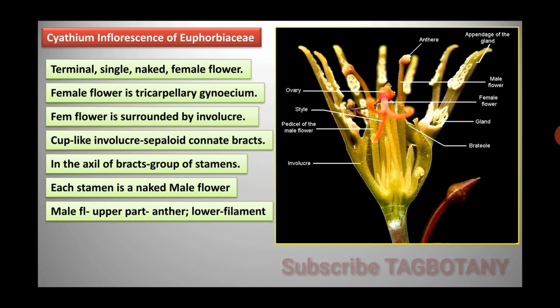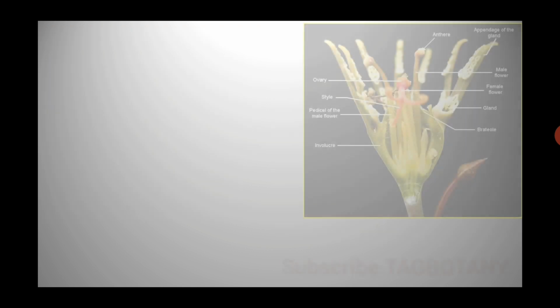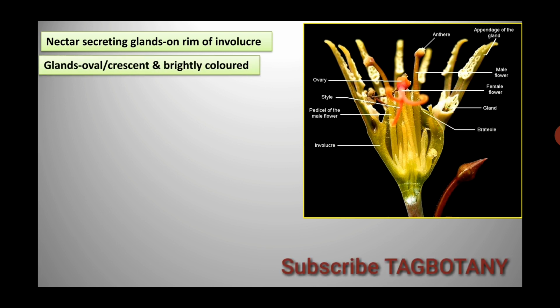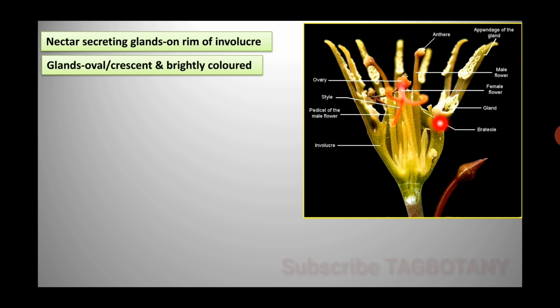Male flower, upper part anther and lower part filament. So upper part is this anther and lower part is filament. Then nectar secreting glands on the rim of involucre. Nectar secreting glands can be seen on the sides, on the edge or on the rim of this involucre. Glands are oval or crescent shaped and brightly colored. So the shape of the gland may be oval or crescent and they are brightly colored glands.